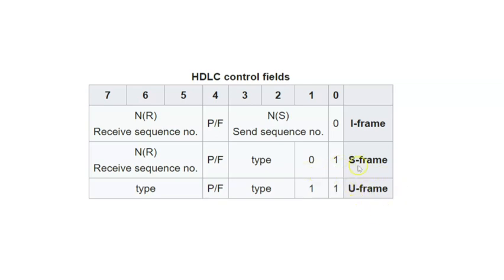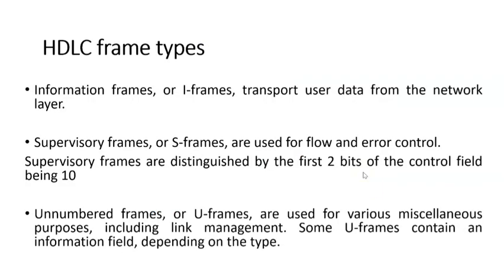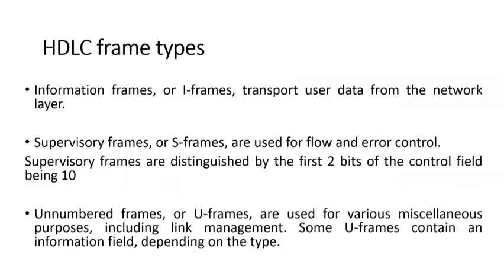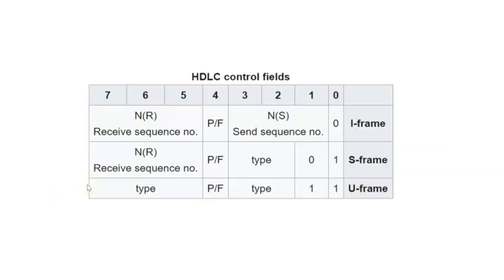Another thing we understood from this control field structure is that if you are sending a U frame, an unnumbered frame, the first two bits will be 1, 1. So if you receive 1, 0, understand that it is an S frame. If you receive 1, 1 in the first two bits of the control field, understand that the frame is a U frame. We have already written it here: supervisory frames have 1, 0, and unnumbered frames have 1, 1.